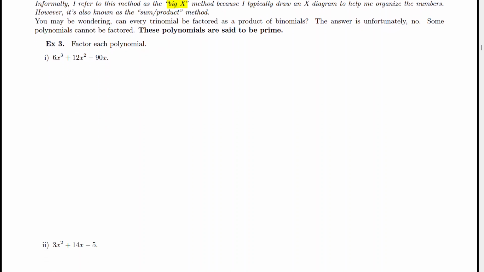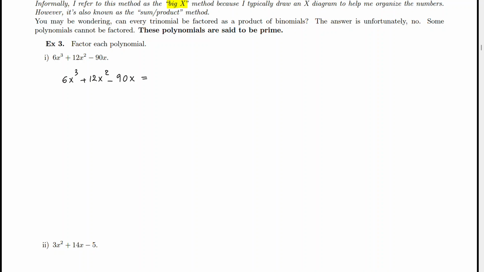So the first thing that we're going to do is look at example 3 with part 1. We've got 6x cubed plus 12x squared minus 90x. This is an example of a trinomial, and no matter what kind of problem you're given, the first thing you want to check is, can I use the GCF method? Can I factor anything out of the 6x cubed, the 12x squared, and the 90x? If it's possible, then you should do it. If it's not possible, then you move on to the next step.